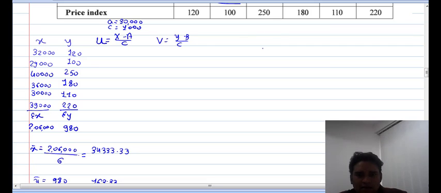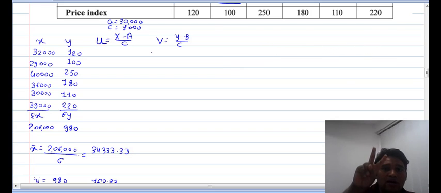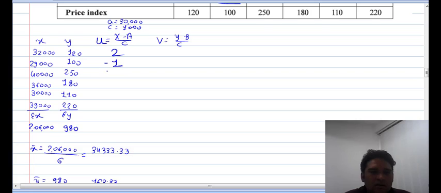So 32,000 minus 30,000, so it gives me the 2000. Now all values are given as multiples of 1000, so my c will become 1000. So it gives me the final value 2. So you can see the 1000 value, it comes to only one digit. Matlab 5 digit numbers come into the one digit number. So this is the magic of the uv method. Now 29,000 minus 30,000 becomes minus 1. 40 minus 30, 10,000 divided by 1000, it gives me the 10. Then after 36,000 minus, so it gives me the 6. This gives me the 0. This gives me the 9.